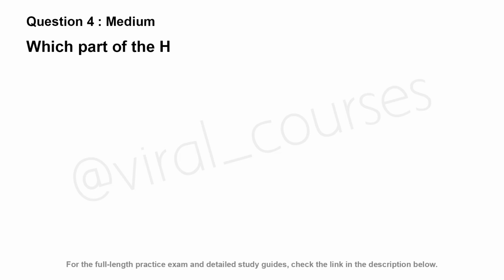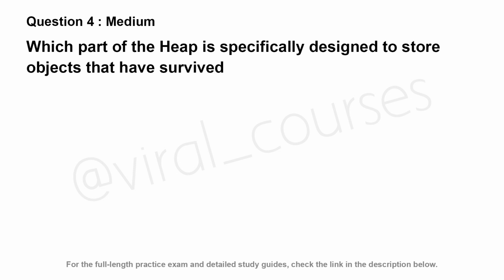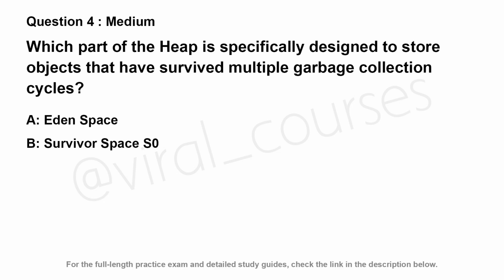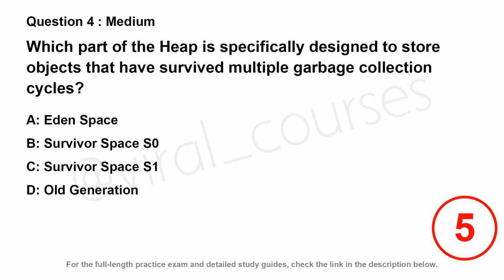Which part of the heap is specifically designed to store objects that have survived multiple garbage collection cycles? Option A, Eden space. Option B, survivor space S0. Option C, survivor space S1. Option D, old generation.